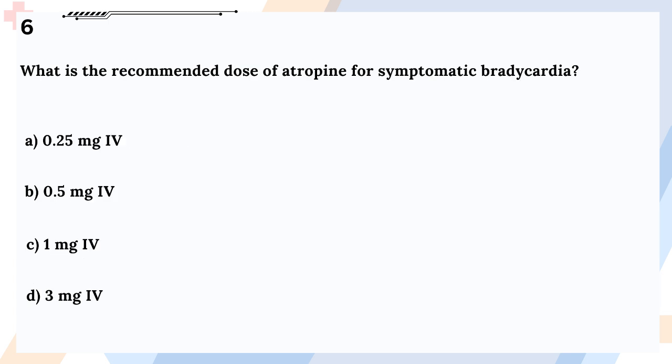Question 6. What is the recommended dose of atropine for symptomatic bradycardia? A. 0.25 mg IV. B. 0.5 mg IV. C. 1 mg IV. D. 3 mg IV.